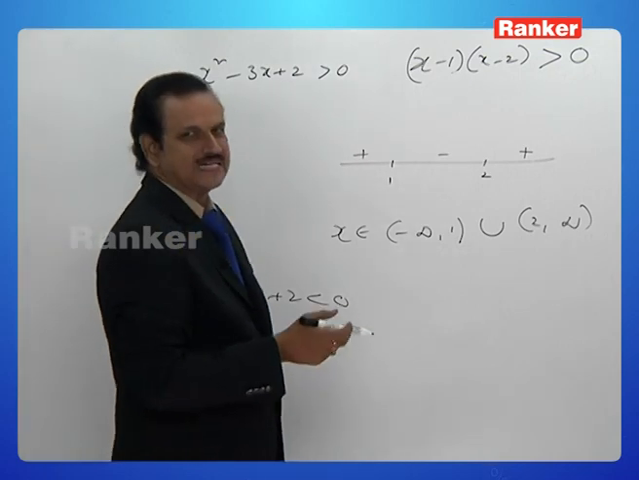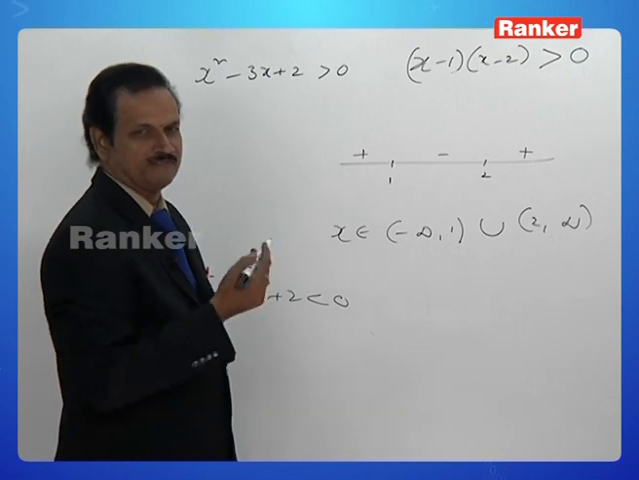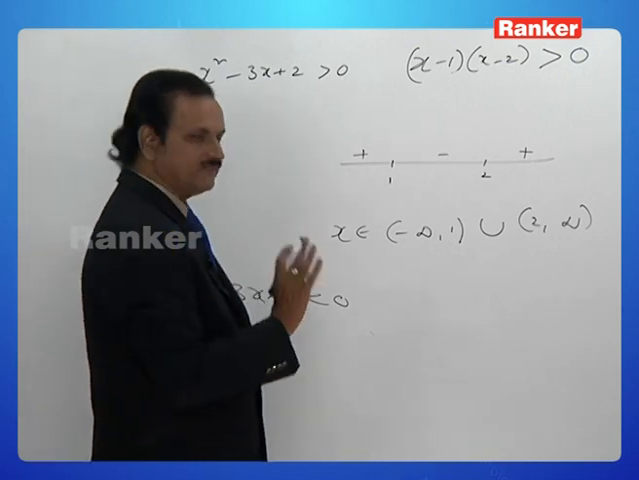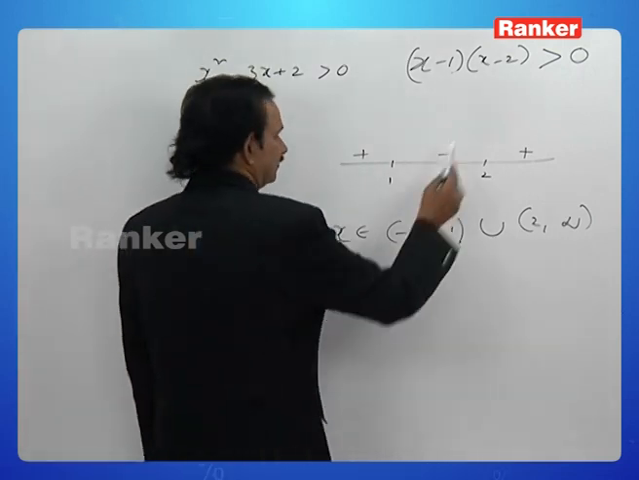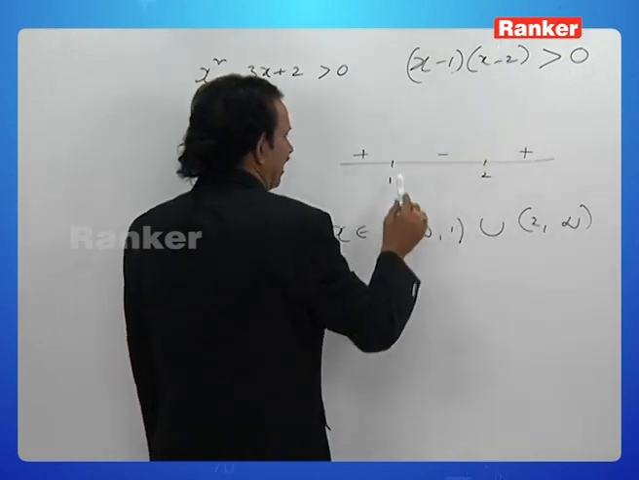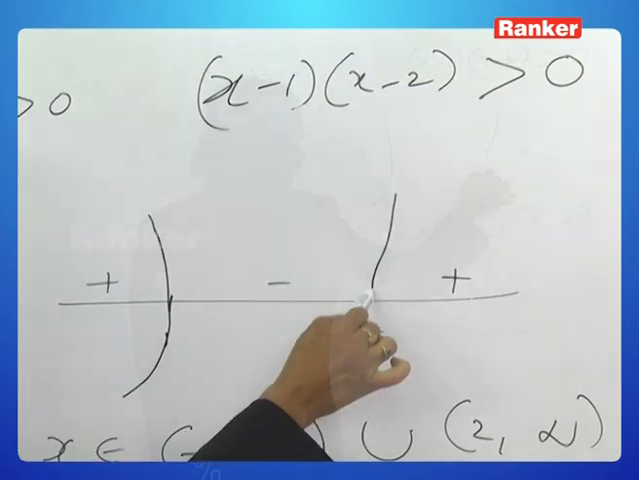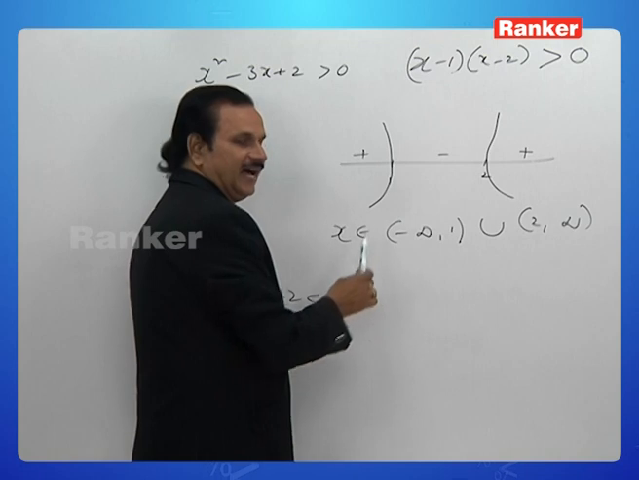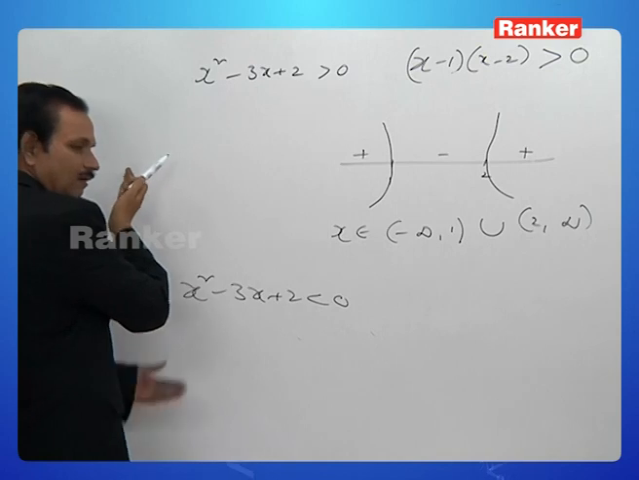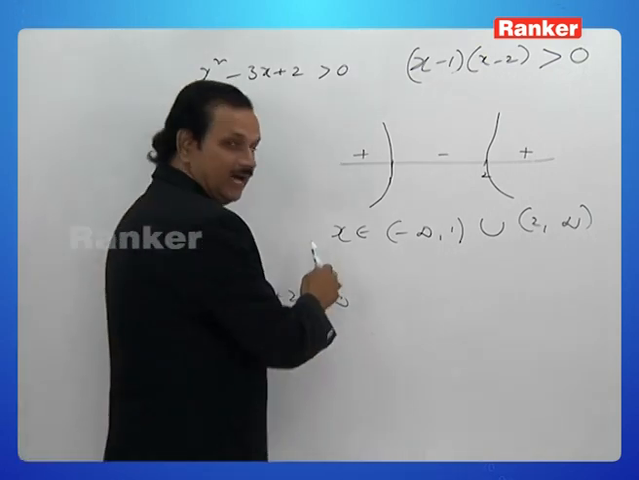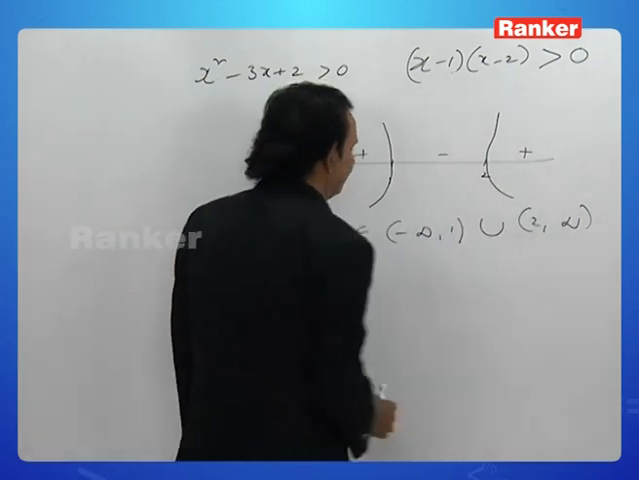Let us extend the same technique later for any cubic polynomial or fourth degree biquadratic polynomial having different roots. Let us observe the same for a quadratic expression only. So this must be greater than 0. What are the regions in which the expression is greater than 0? Either here or here. Here means x is behind 1 up to minus infinity. Therefore, x belongs to minus infinity to 1, or either here, 2 to infinity.